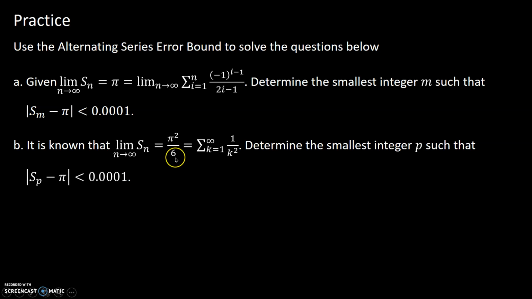Similarly, in part B, there's a very beautiful series for pi squared over 6, and we will be proving this in a future video. Well, we owe this proof thanks to Euler, one of the greatest mathematicians, and so I'm excited to walk through that in a future video when we finally get a series for sines and cosines. So look for that in the future. For now, work on this alternating series error bound, and we'll come back to this in a later video.